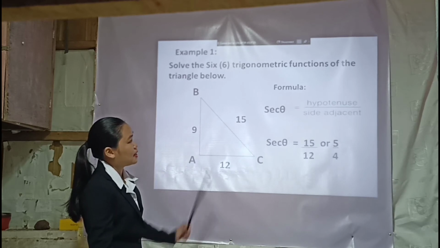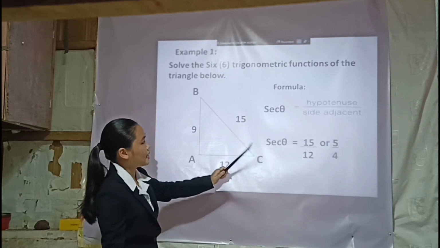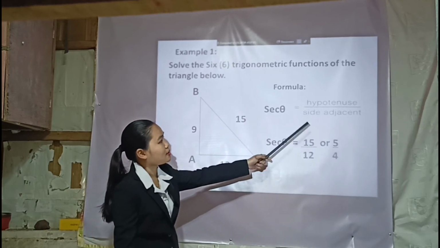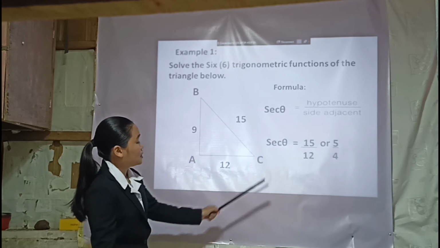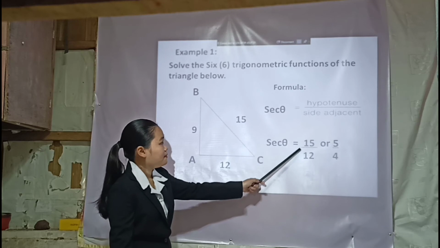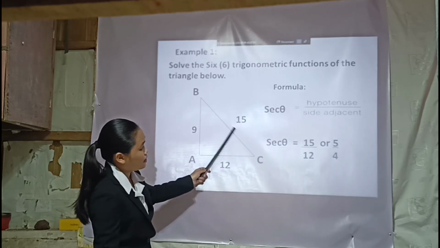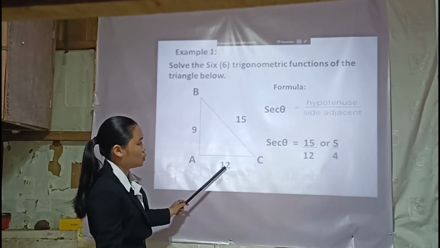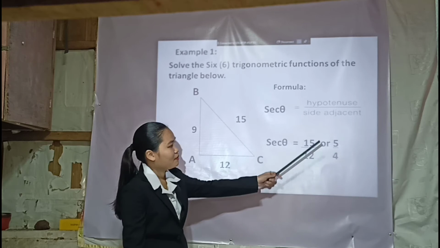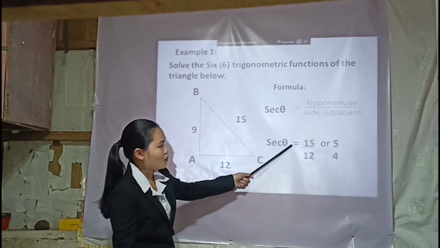Next is the secant. So the formula of secant is secant theta equals hypotenuse over side adjacent. So, secant theta equals 15 over 12 because 15 is hypotenuse over the side adjacent, which is 12, or 5 over 4 because we reduce it to the lowest term.